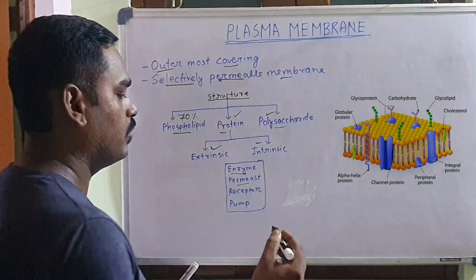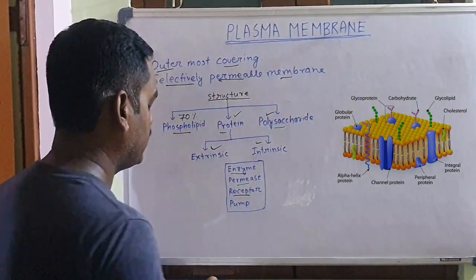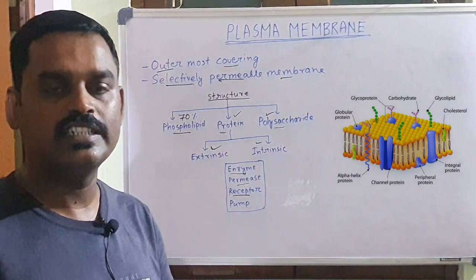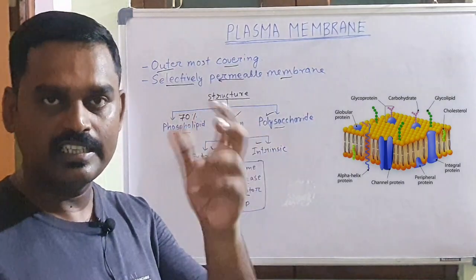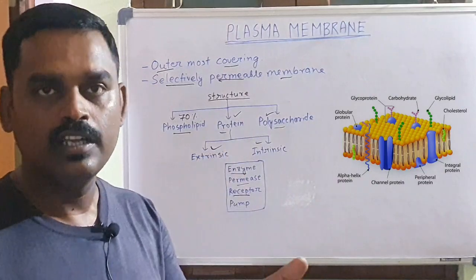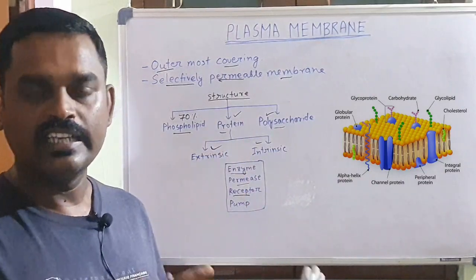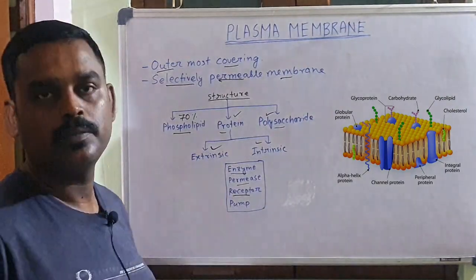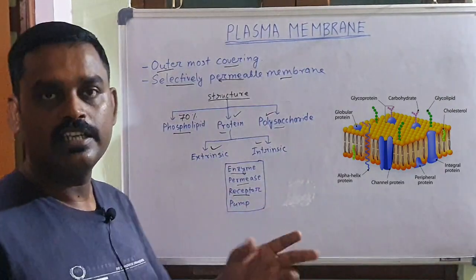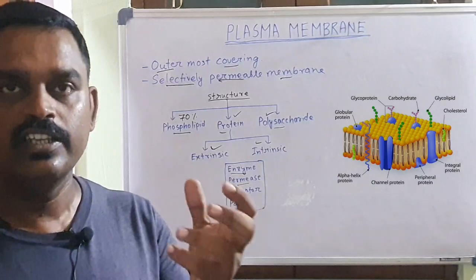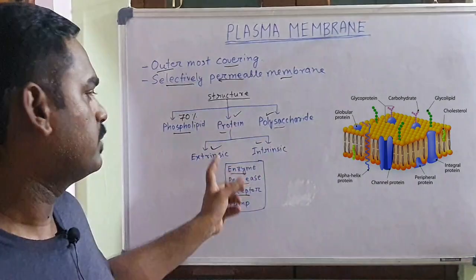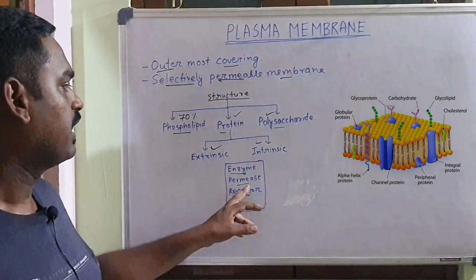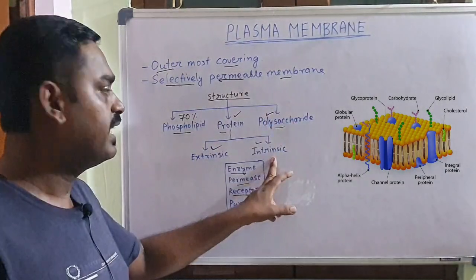The next function is that the protein functions as a receptor protein. The receptor protein can receive certain elements which can enter into the cell. These elements are accepted by the receptor protein. The receptor protein first takes the molecule, and if it determines that this molecule is suitable or needed by the cell, then the molecule can enter into the cell through the intrinsic protein.